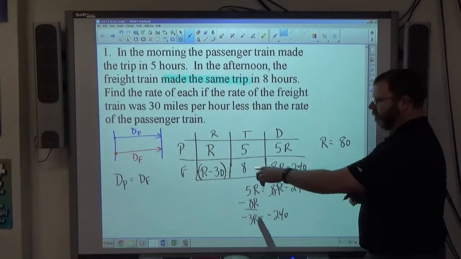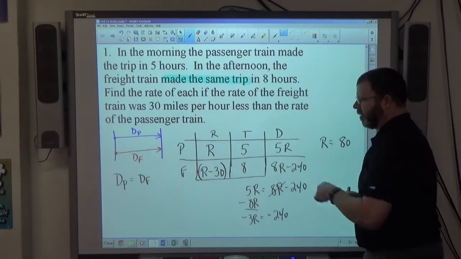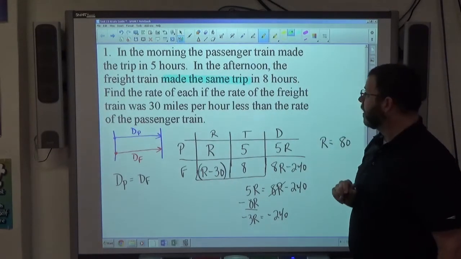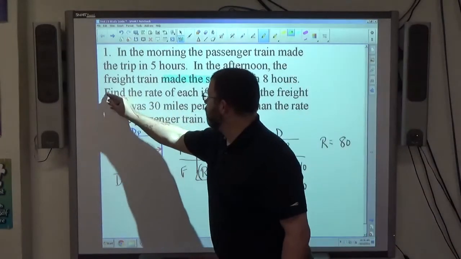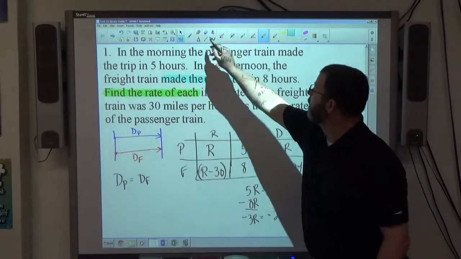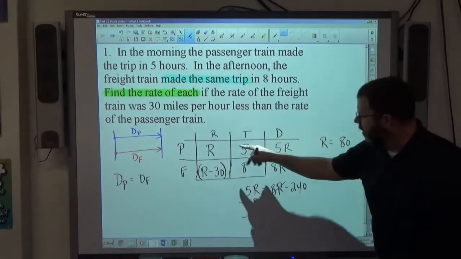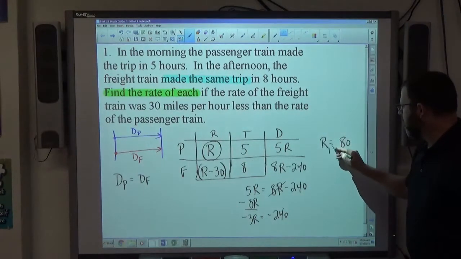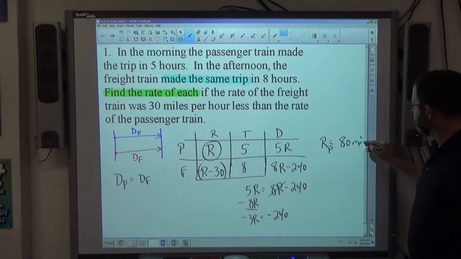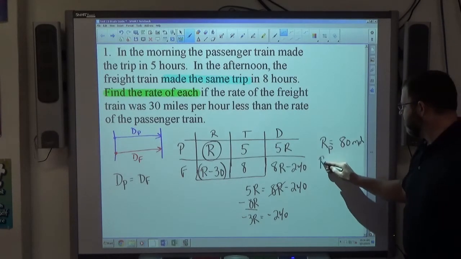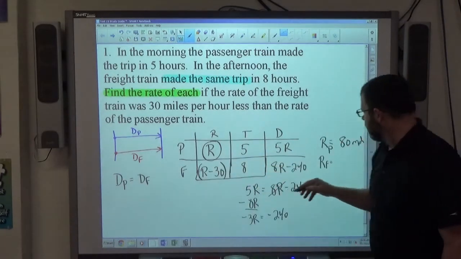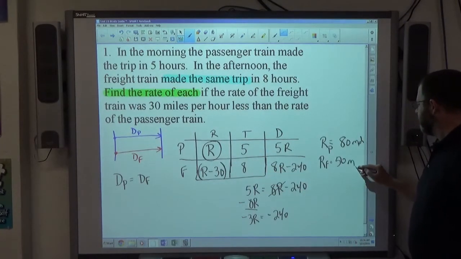Going back to my chart, there's 4 boxes that we have letters in. That represents the 4 things we don't know. I want to see what I'm looking to find. It says find the rate of each. I want the rate of each train. So r is right here in the passenger train rate. So this is the rate of the passenger train of 80 miles per hour. And the rate of the freight train is r minus 30. So 80 minus 30 is going to be 50 miles per hour.